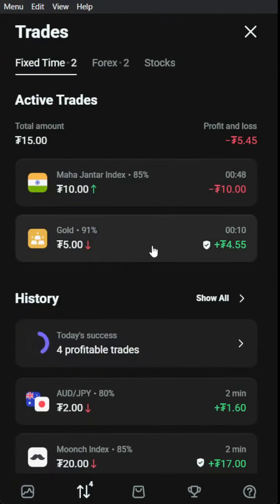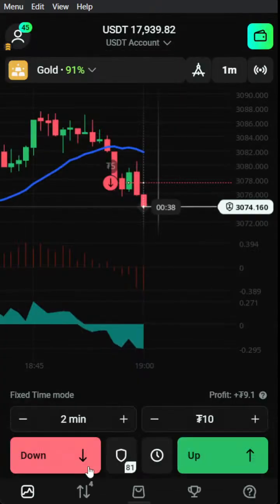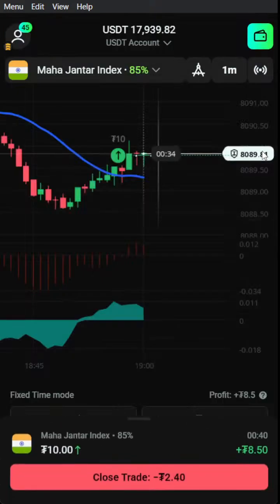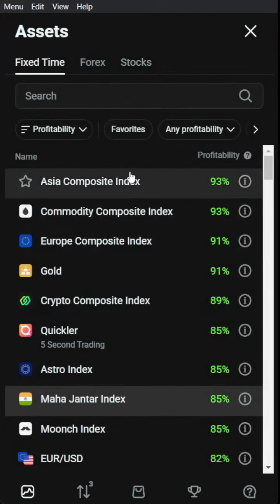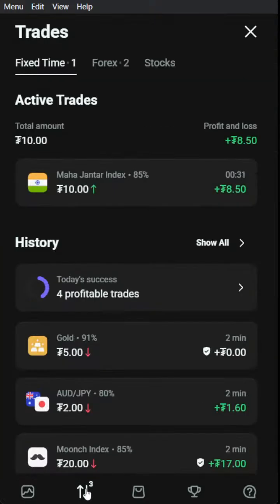Okay, we have gold. Gold went in my favor all of a sudden. Oh, that's good. I told you it might show pity on me, and right now we see Mahajantar is also going in our favor, but I don't want to see it. I'll see it in the very last moment once the trade is over. Oh, gold ended in no profit, no loss. That is still fine. At least there's no loss. Okay, it had to because it was risk free.